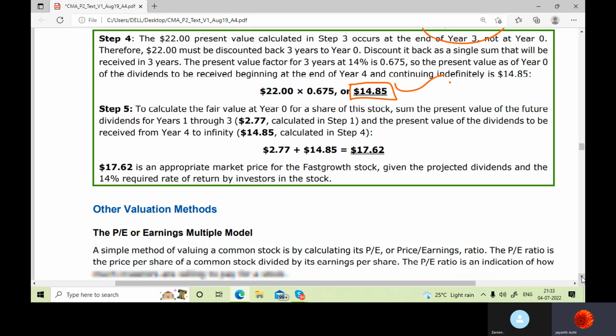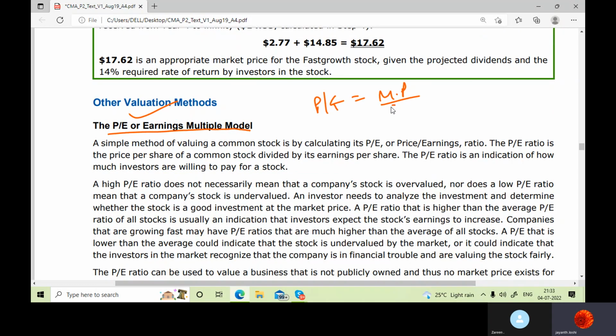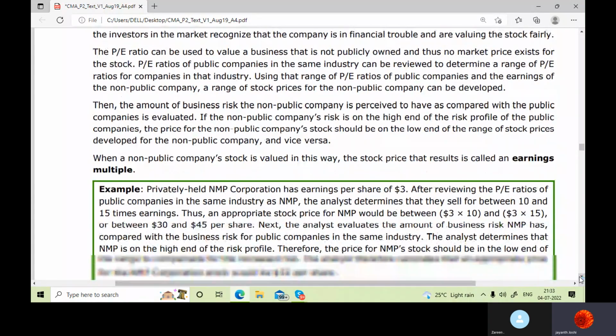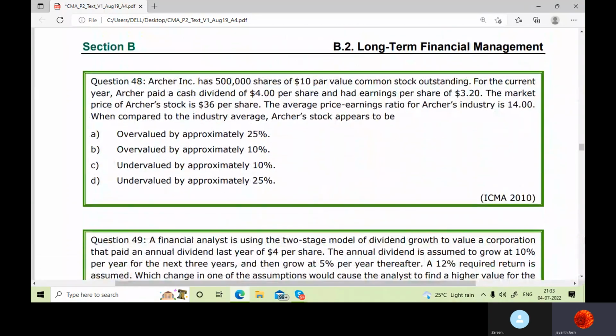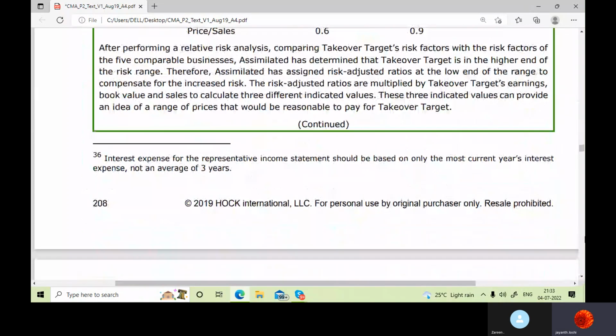Now, other valuation methods. There are other ways to find the price of a stock, like PE, the price to earning ratio, which is market price by EPS. Let's see how we can find it, and we'll do a question. Then we'll move forward.